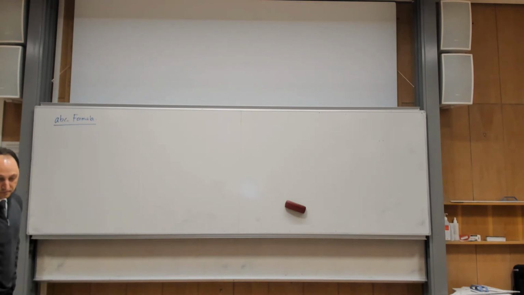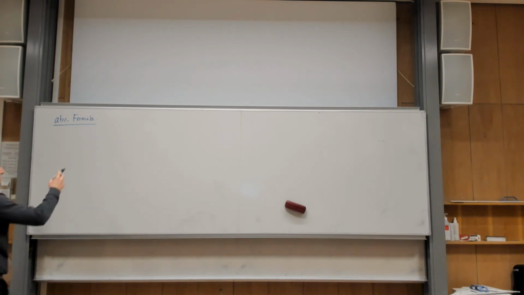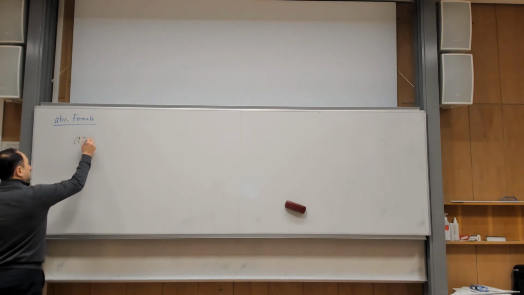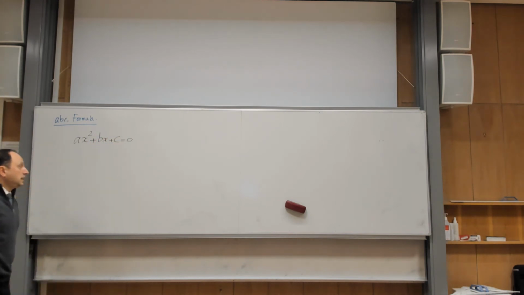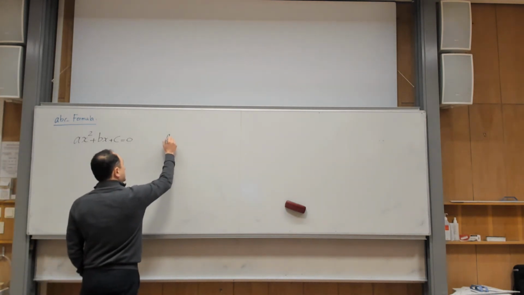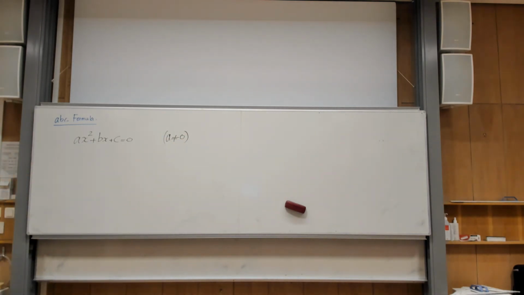So I give you a quadratic equation, ax squared plus bx plus c equals 0. And I told you that when I say that this is a quadratic equation, I implicitly assume that a is not 0, because if a is 0, I will have a first degree equation. Okay, now help me to do it. Assume that these letters are numbers and you want to use the completing square method to solve it.